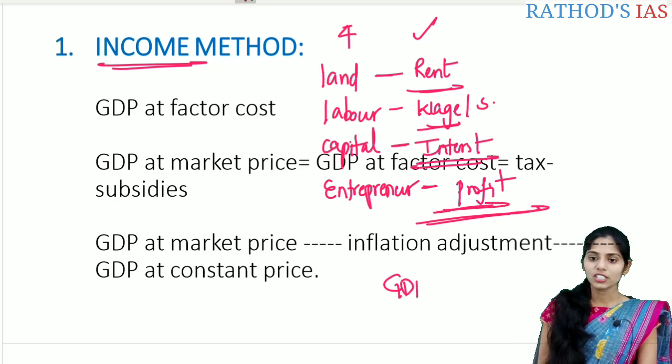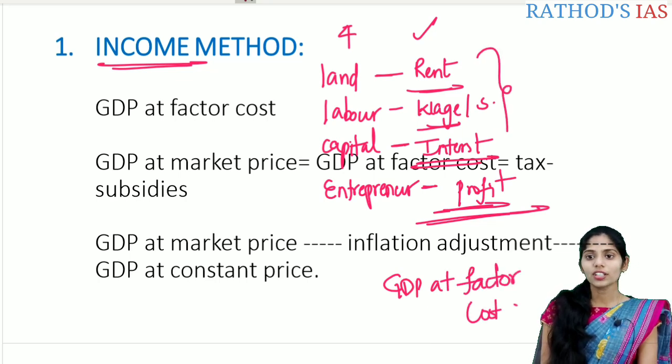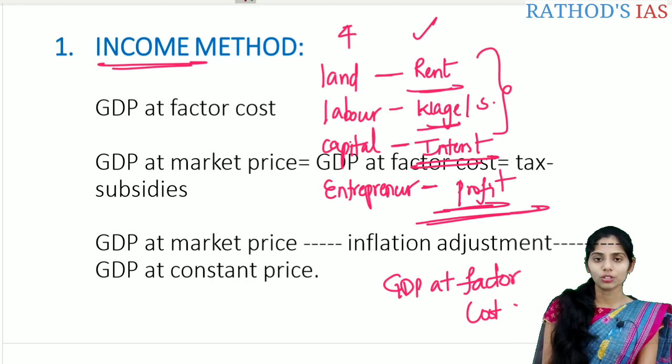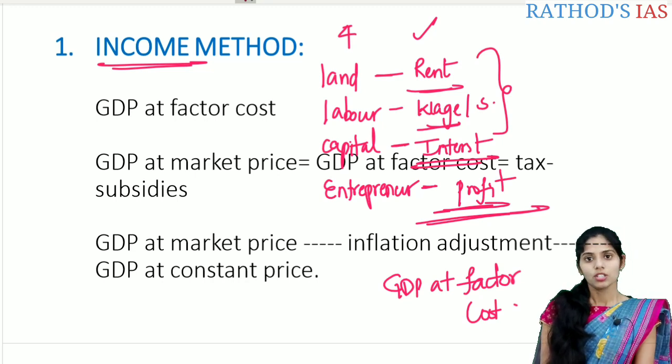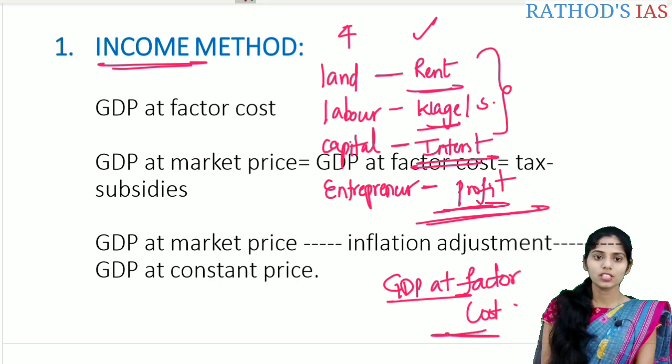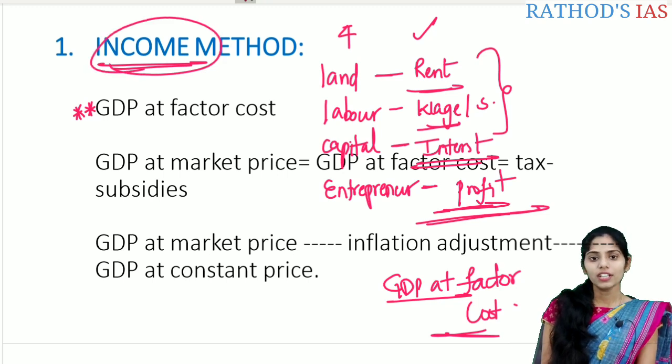Then we can get GDP at factor cost. Why factor cost? Because we are calculating the income at the levels of factors of production. So because of this, we get GDP at factor cost. This is the important point here. Whenever we are calculating GDP through this income method, we will get GDP at factor cost.